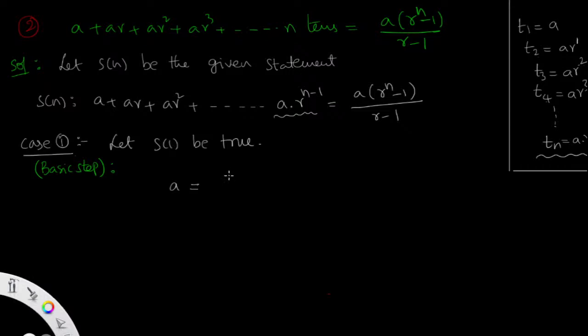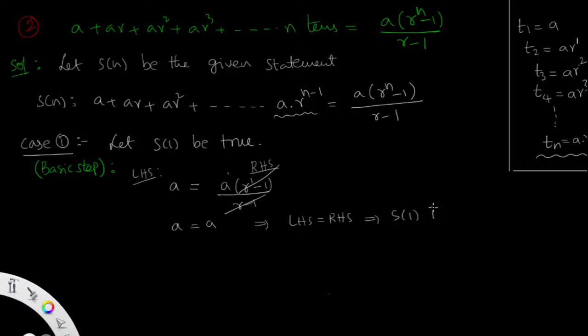Anyway, you can get that in the RHS; this is the LHS part. In the place of the RHS, you can substitute n equal to 1, a into r power 1 minus 1 by r minus 1. Then r minus 1 cancels. Therefore, both the LHS and RHS are equal. Then from this, we can say that S of 1 is true. Okay, the basic step is S of 1.